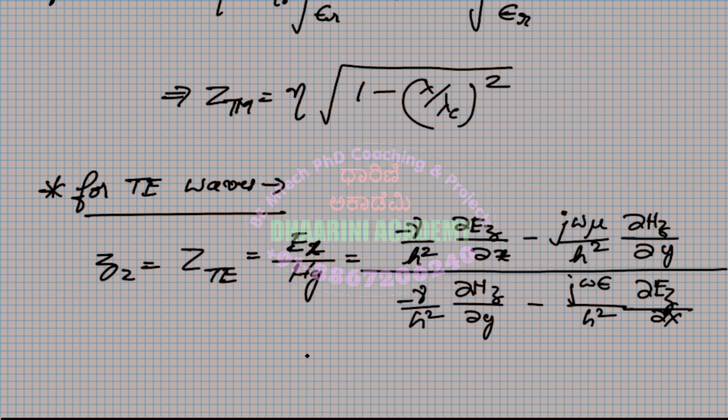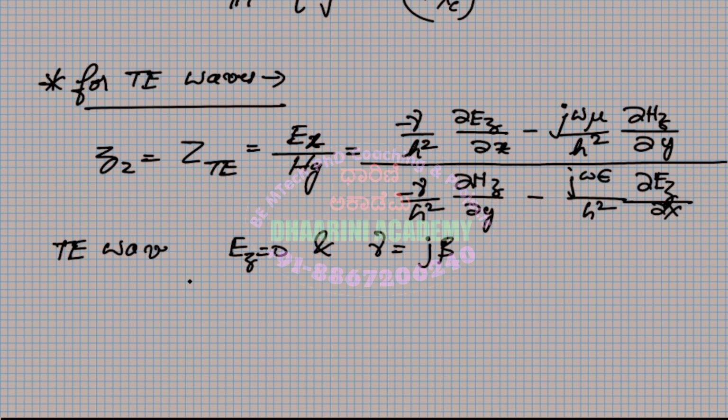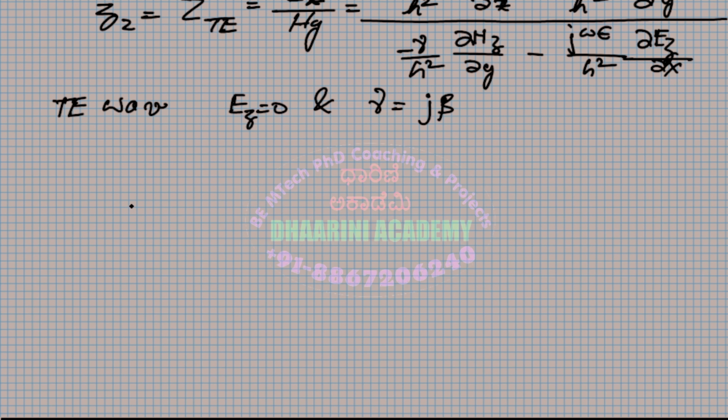Let's make an updation, right? For transverse electric, Ez equal to 0. And we'll also make an assumption of the lossless case where gamma can be replaced by j beta. Okay, so we'll substitute gamma equal to j beta in our equation above, right? So that implies the Z of the transverse electric wave should be equal to, wherever I don't have Hz, those terms will be cancelled. The first term in the numerator and the second term in the denominator will get cancelled.